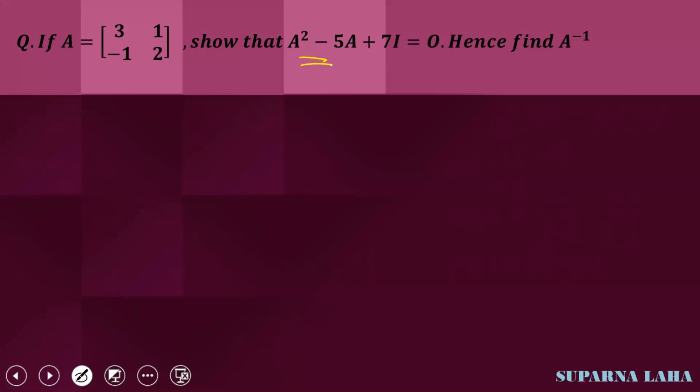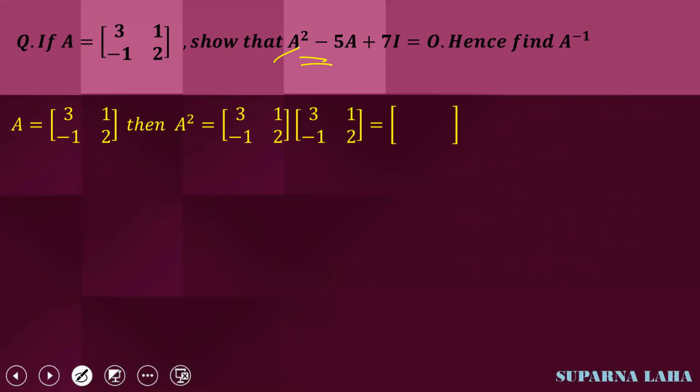So first of all, find A square. A is given as 3, 1, minus 1, 2. So A square is just multiplying them, and you know the rules of multiplication, that is row with column. Multiply it, you will find 8, 5, minus 5, 3. I'm not explaining this one. Your work is to write down the steps, that is after multiplication, the values you need to write down. So moving to the next, this equation, A square minus 5A plus 7I.